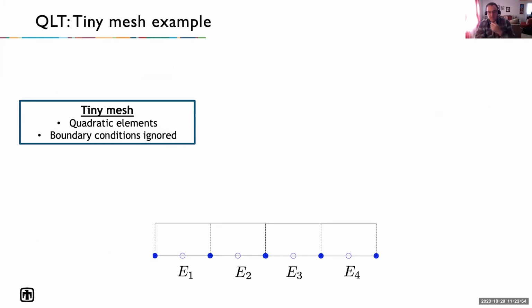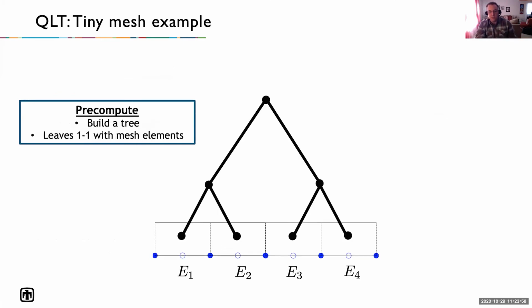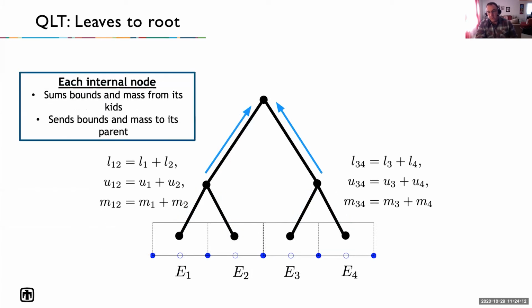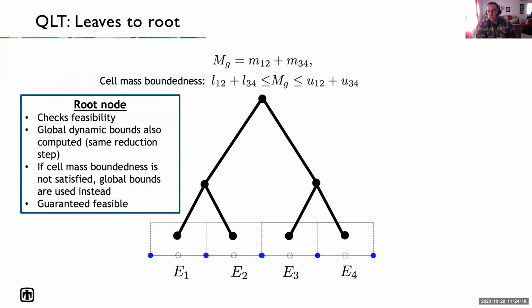So let's just run through a tiny mesh example. So here we have a tiny mesh of four elements. I'm going to ignore boundary conditions. So the pre-compute step, we build a tree whose leaves are one-to-one with the mesh elements. Each element locally computes its lower bound, its mass, and its upper bound, and sends them to its parent node. Each internal node locally sums all those things and sends them up to its parent. At the root, now you have the global mass sum, the global minimum mass, and the global upper bound.